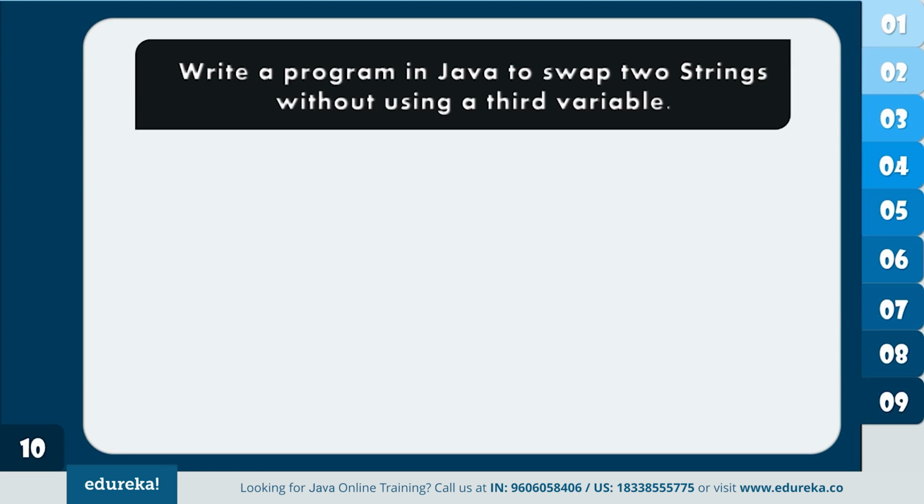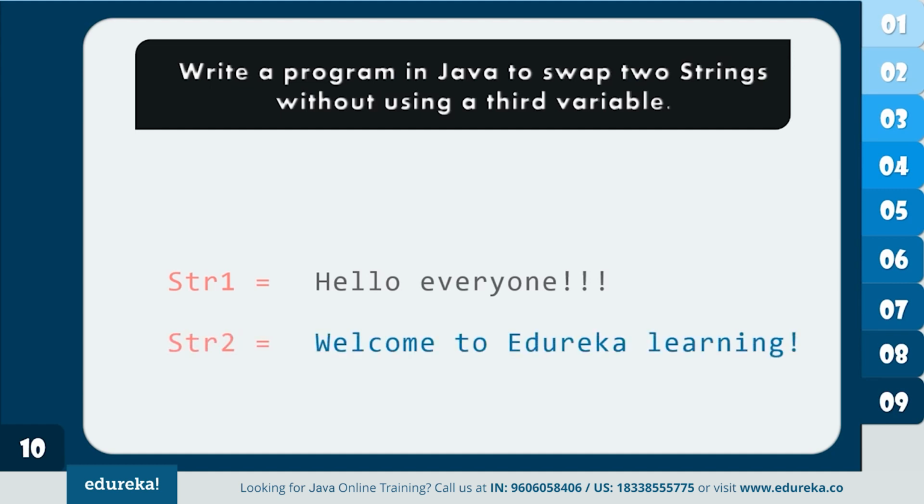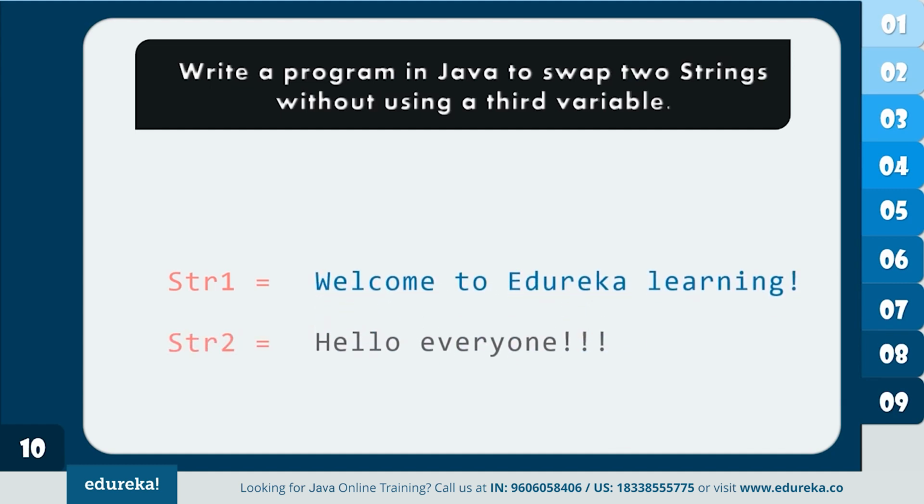That is, for example, say without using a temp variable. So I have two strings like hello everyone and welcome to Edureka learning. When I swap, both the strings should be swapped like this. Let's understand the code logic behind this.